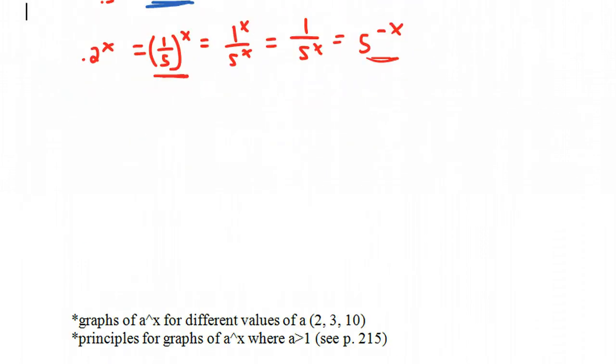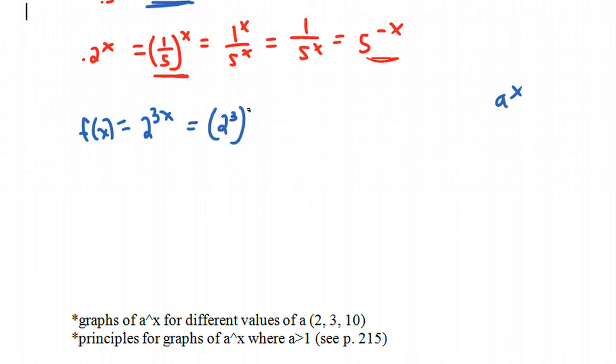One last thing I want to point out is, what do you do in a situation like this? What about f of x equals, let's say, 2 to the 3x? Does that have the form a to the x? Well, notice we have a 3x up there instead of an x, but actually we can write it in this form. In fact, 2 to the 3x is the same thing as 2 to the 3rd power to the x.